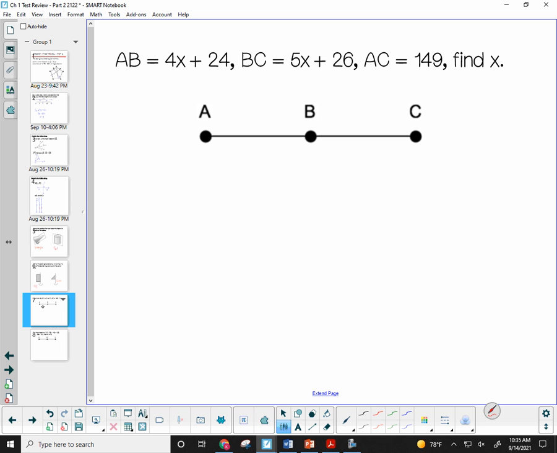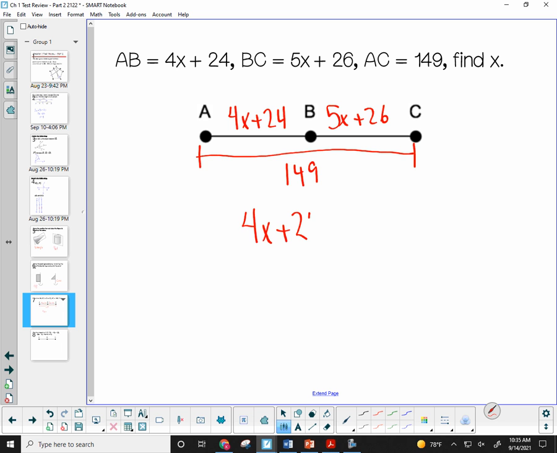It says AB is equal to 4x plus 24. And it tells us BC is 5x plus 26. I know all of AC is 149. So this is another segment addition where we're adding our segments together, two smaller segments equal the whole thing. So I would have 4x plus 24 plus 5x plus 26. That should be equal to 149.